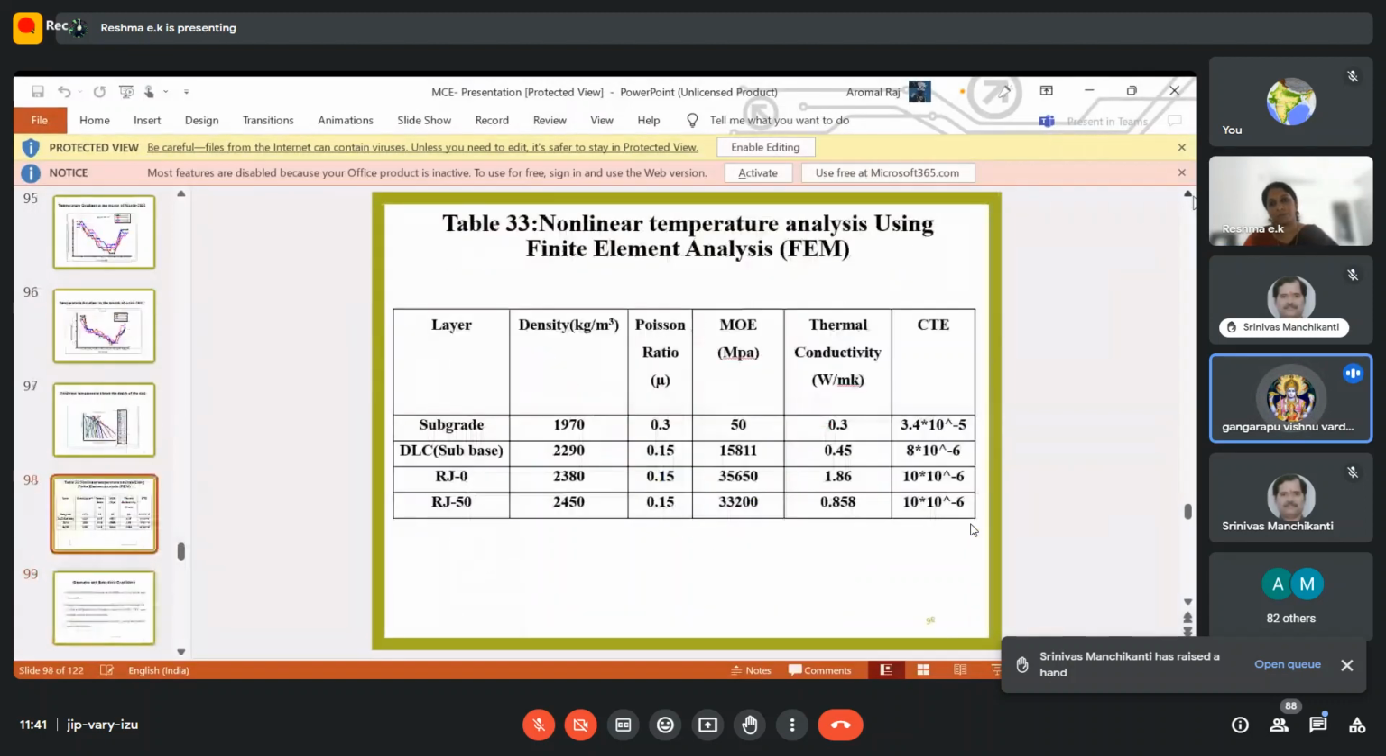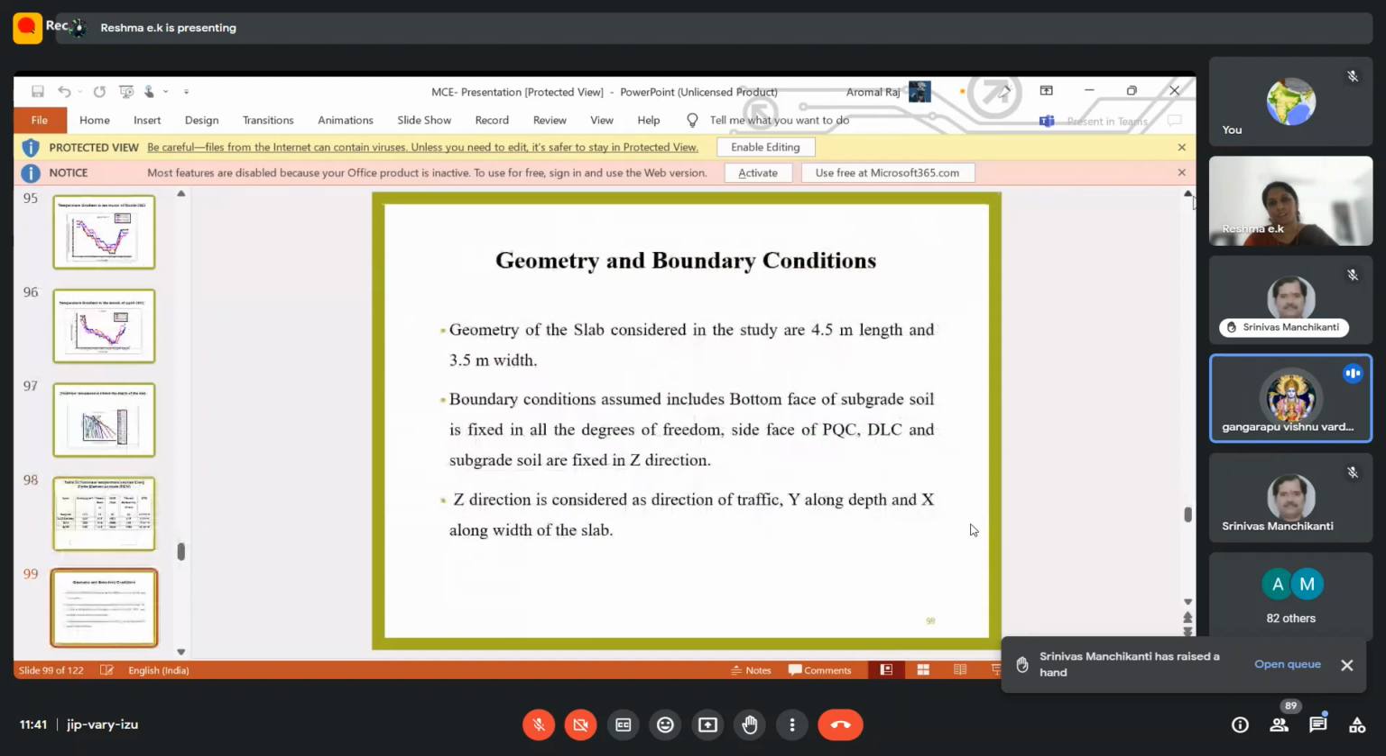My kind request is to share this PPT, madam, so that it will be useful for research works. Yes, sir. I will see. I'll try to. I'll just give it to Asha, ma'am. She can share it with you.